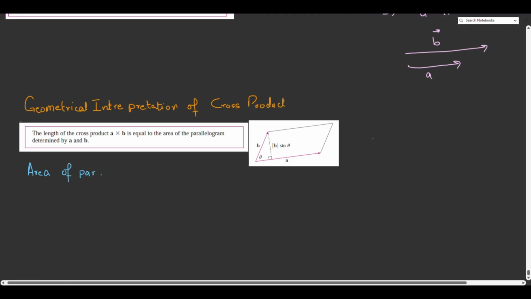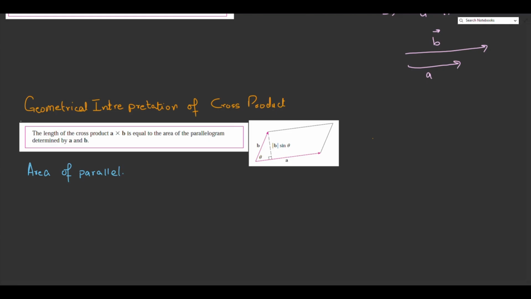We call this thing a parallelogram. So its area is equal to the absolute value, or you can say the magnitude, of this new vector a cross b, which is equal to the absolute value of a, times the absolute value of b, multiplied with sine of theta. So let us do one example related to this thing.